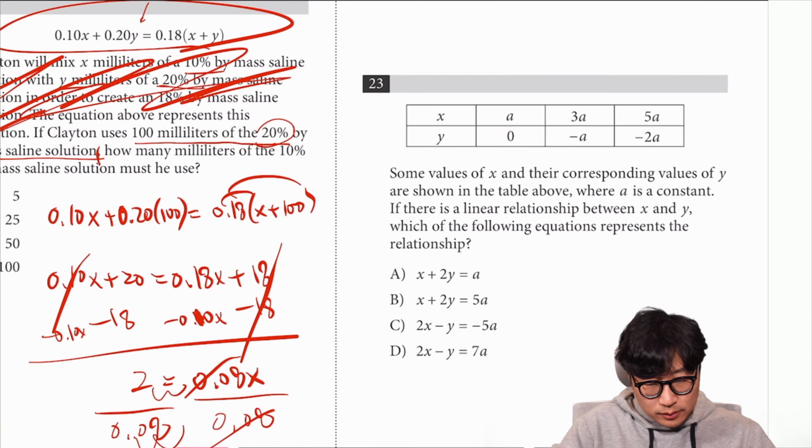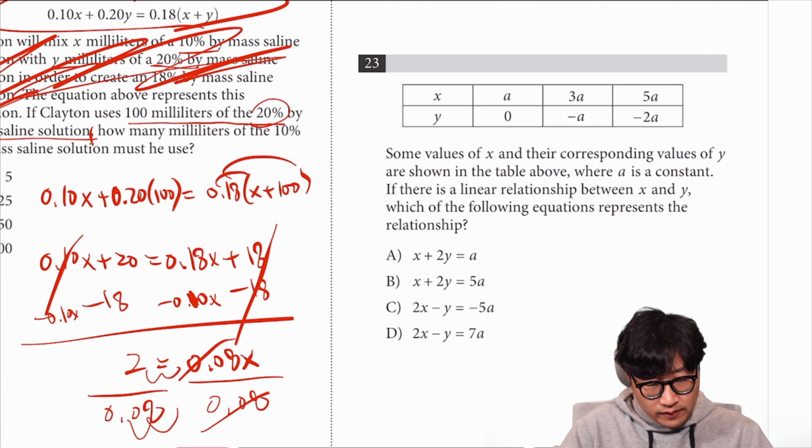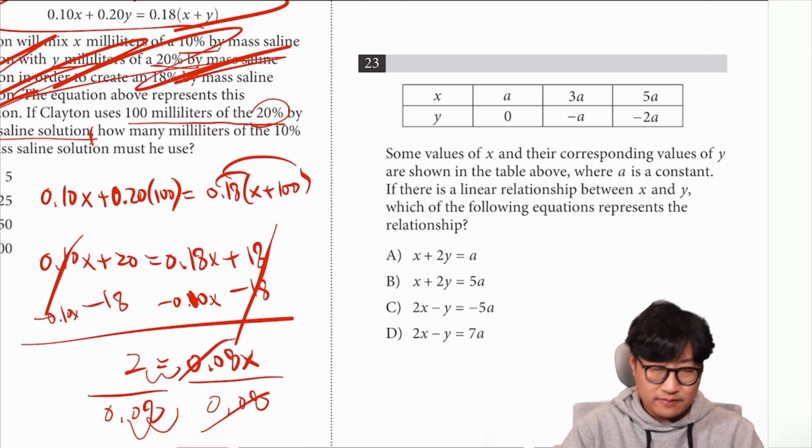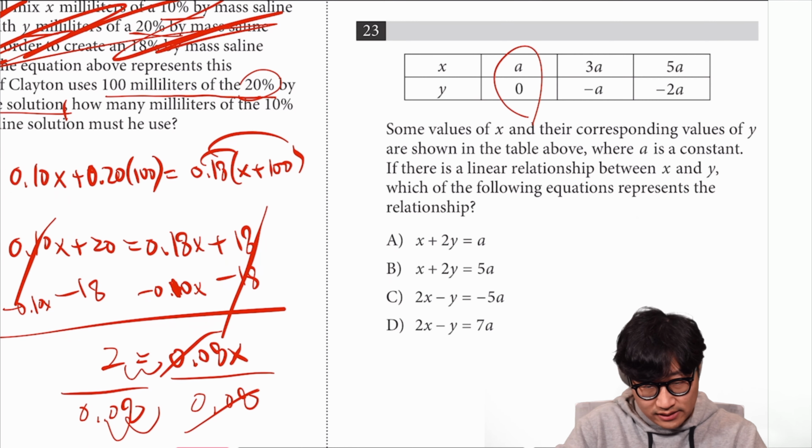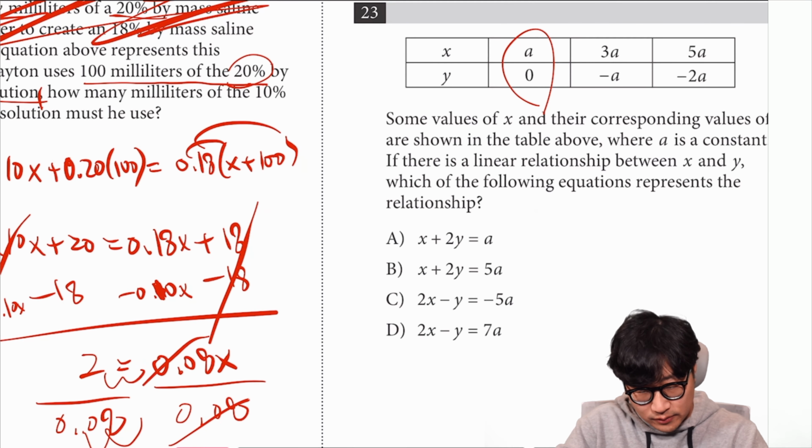All right. Number 23, some values of X and corresponding values. It's a linear relationship, so what's it going to be? You know what? I'm too lazy to find the slope and do all that. I'll just plug it in. So I'll just try A and 0. So X is A, Y is 0. So there we go. 0 for all the Y's, and then A for all the X's.